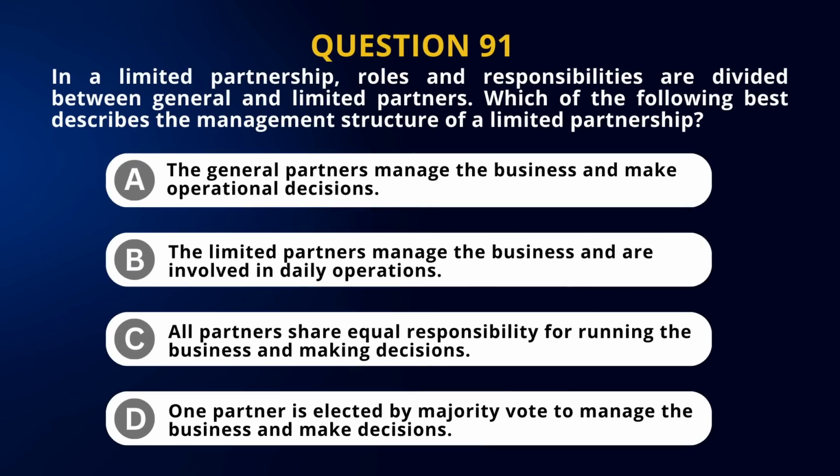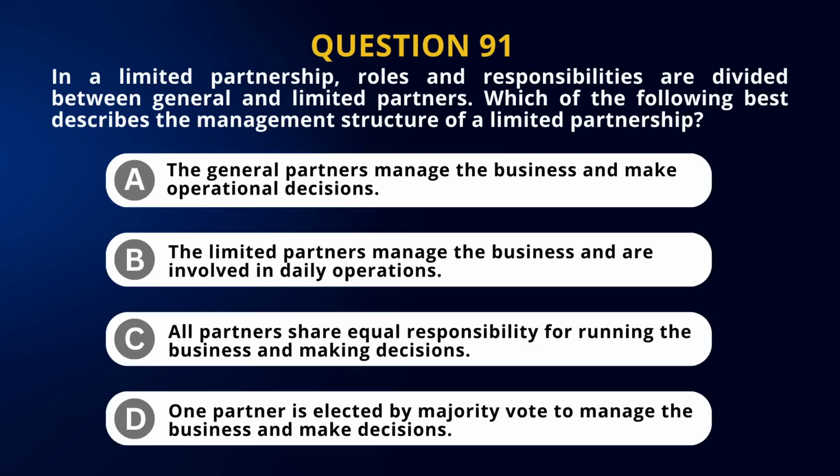Question number 91. In a limited partnership, roles and responsibilities are divided between general and limited partners. Which of the following best describes the management structure of a limited partnership? Letter A. The general partner manages the business and makes operational decisions. Letter B. The limited partner manages the business and are involved in daily operations. Letter C. All partners share equal responsibility for running the business and making decisions. Letter D. One partner is elected by majority vote to manage the business and make decisions.